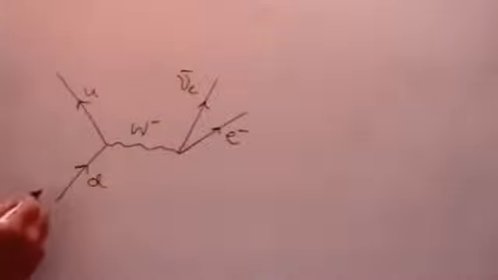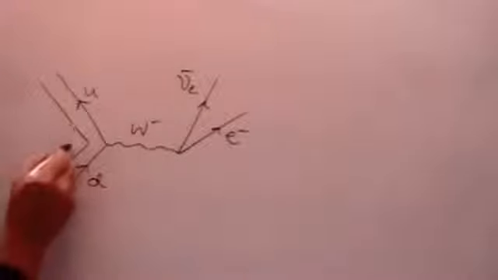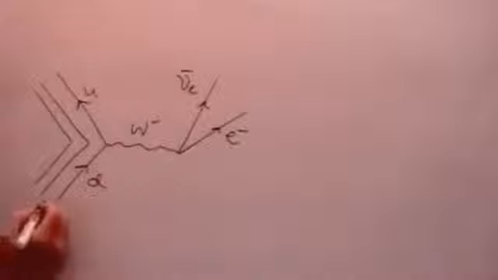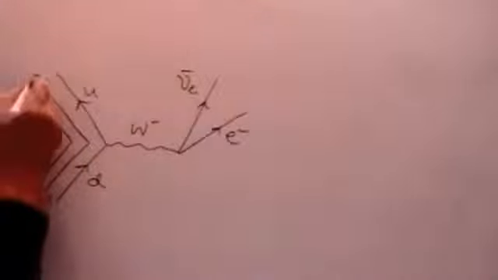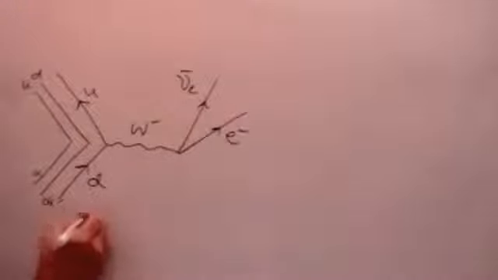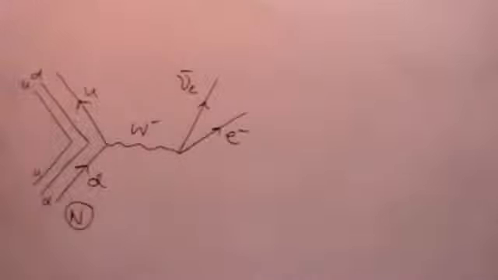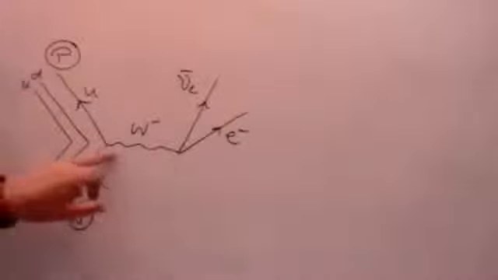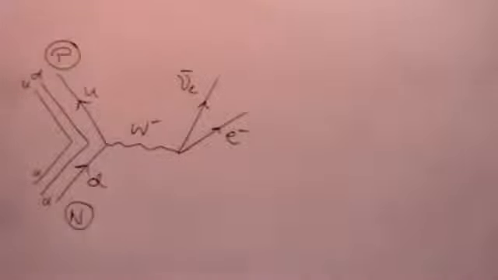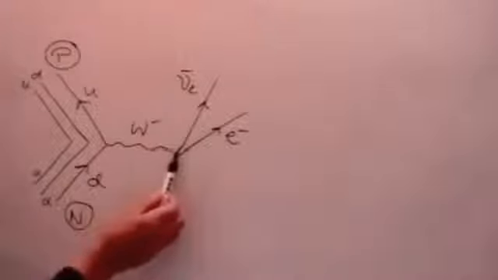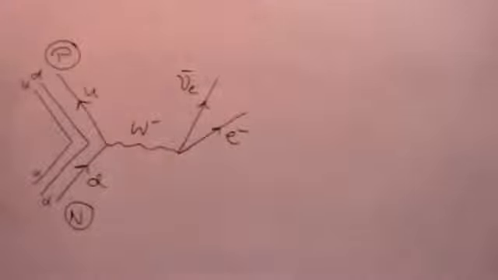Because what you've got is another two quarks here which don't change. So you'll have a down and an up, which stay up and down. But this is an up, down, down. So this is a neutron. And this is an up, down, up. So this is a proton. So you've got a neutron converting to a proton. Two of the quarks don't change. The down quark of the neutron changes into the up quark of the proton by the emission of a W minus. And that W minus then decays into an electron and an anti-electron neutrino.